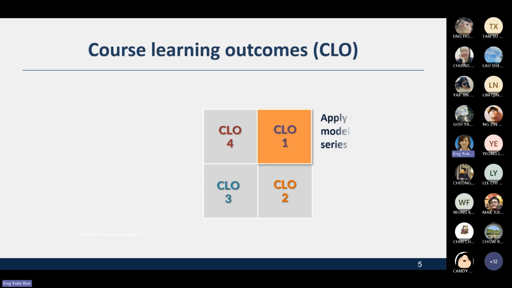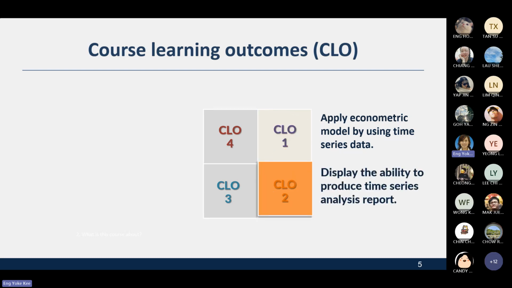Okay, so let's look at CLO1. CLO1 is very simple: apply econometrics models by using time series data. So the emphasis is how do you use econometrics models. We will put this as the focus for assessment 1, which is your midterm.